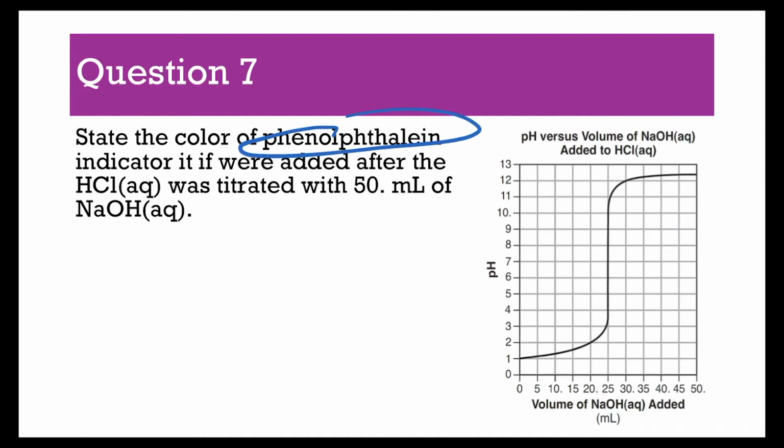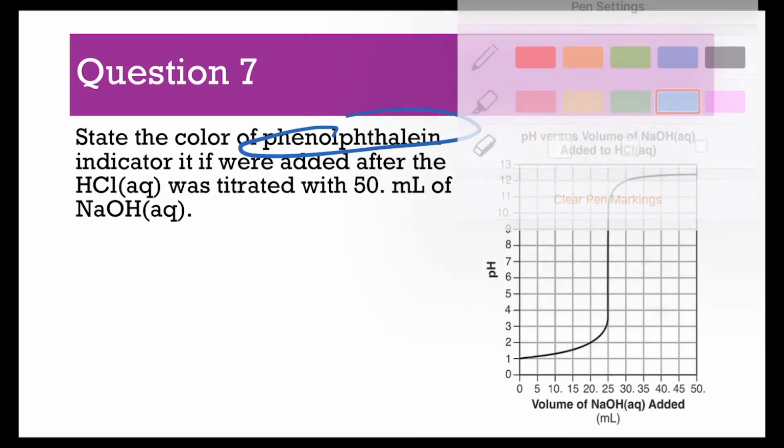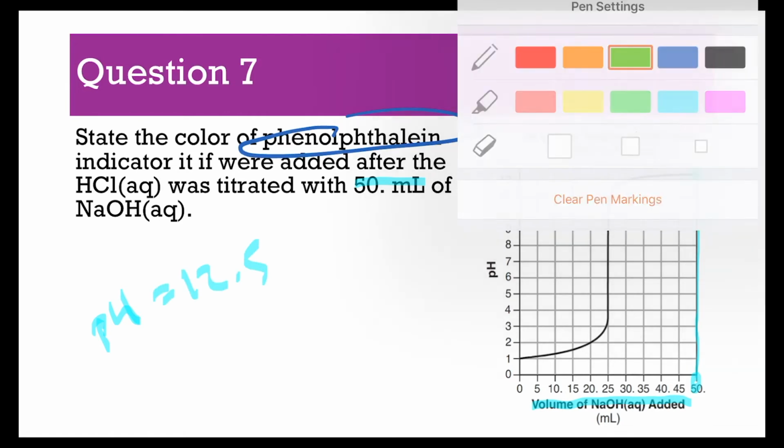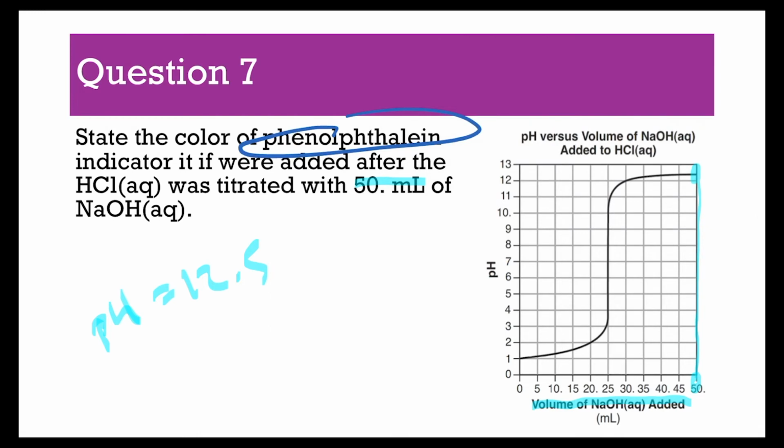So this question is a strict graphing question. So if it's adding 50 mils of NaOH, that's this x-axis. 50 mils is right there. Go all the way up. You have a pH of about 12.5. That is not your answer, but if you go to table M, phenolphthalein at a pH of 12 is pink. So if it says state the color, you just need one word. The answer is pink. That long paragraph that the question gave you doesn't relate to anything.